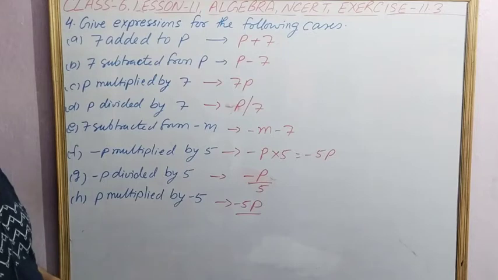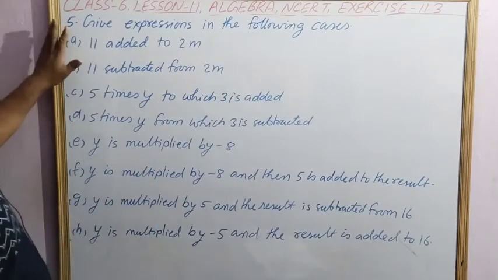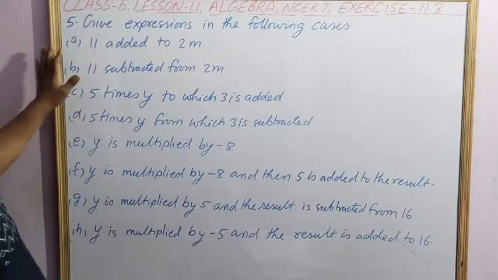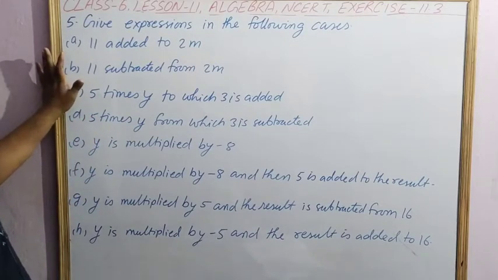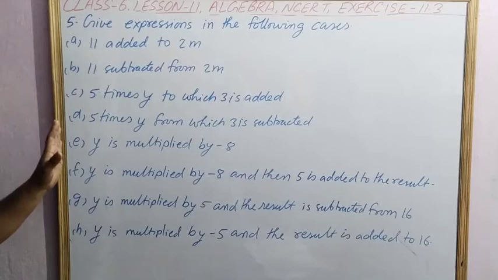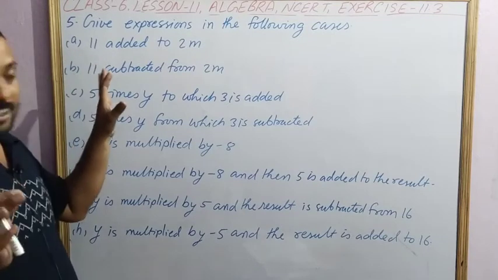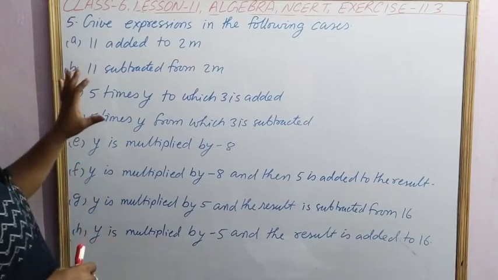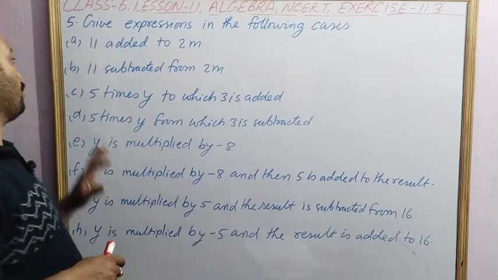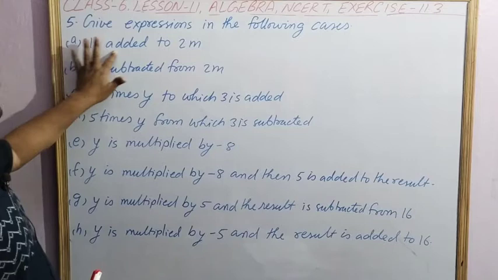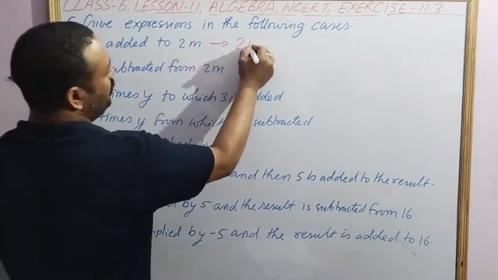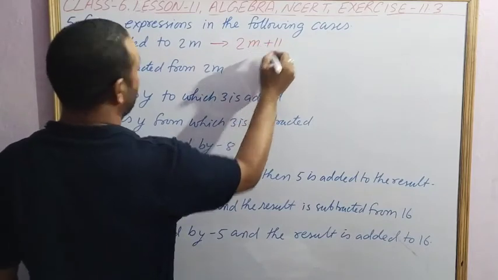Next question. Question number 5 says give expression in the following case. Same as question number 4, here also you have to give expression. This time the question is a little bit lengthy than the last questions, but it is as easy as question number 4. So first one: 11 added to 2m means 2m plus 11.